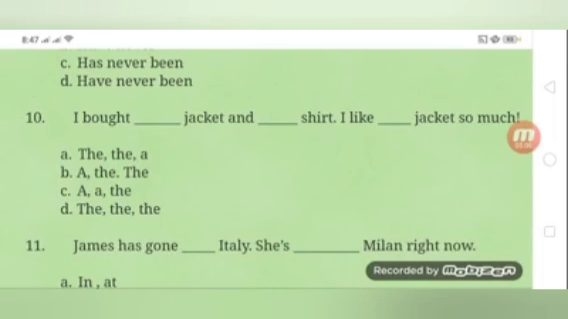And the first sentence, you always have to use the indefinite articles a or an. So you would say, I bought a jacket and a shirt. I like the jacket so much. Why the jacket in the second sentence? It is because you are referring to the jacket you bought that was already stated in the first sentence. Okay? So, ganun siya dapat.